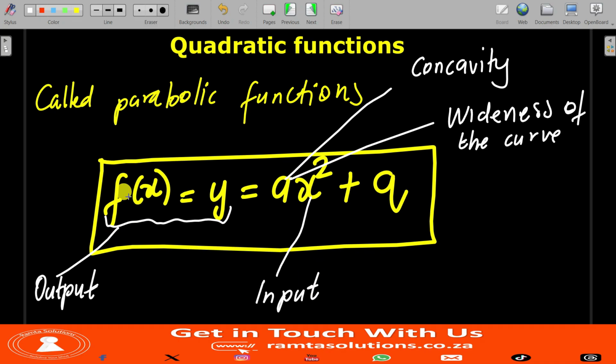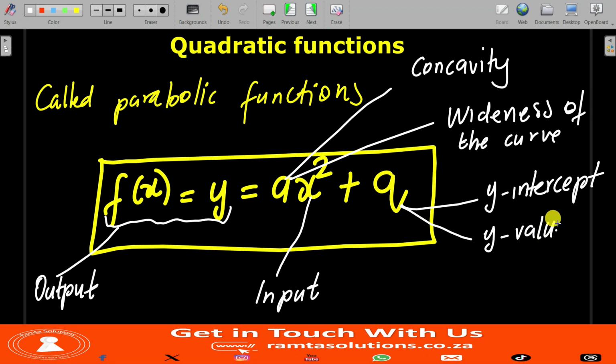So when we draw the graphs representing this function, we are going to relate y to x. So this is y versus x that we are drawing. Then this q represents the y-intercept, and not only the y-intercept, it also represents the y value of the turning point. In addition, it tells you the maximum or minimum point of the curve.